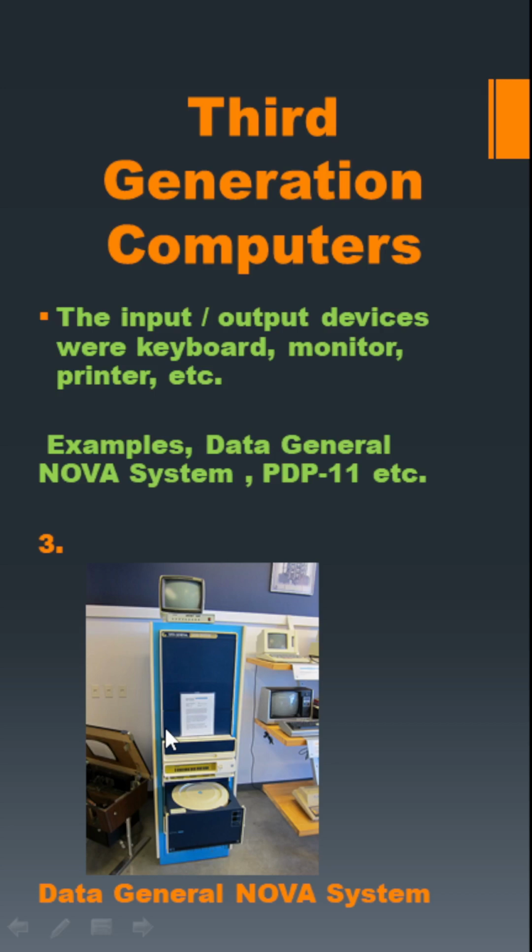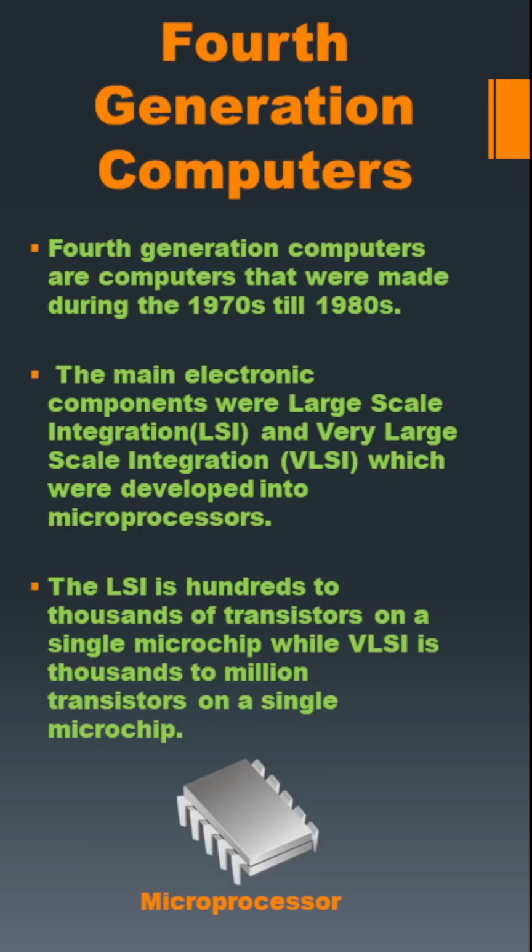So we move on to the next one, which is the fourth generation computers. The fourth generation computers are computers that were made during the 1970s till the 1980s. The main logic components, that is the logic circuitry, were large scale integration. The third generation was small scale integration, but the fourth generation were made up of large scale and very large scale integration, which were developed into microprocessors.